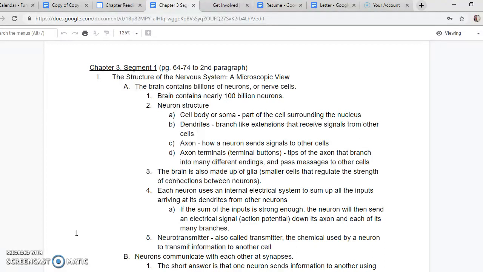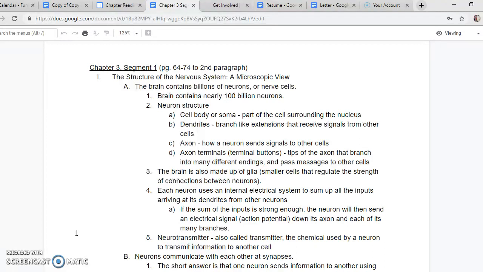Now, the brain is not just made up of neurons, it's also made of glia, which are smaller cells that regulate the strength of connections between neurons. They have structural and nutritional purposes for the nervous system as a whole.